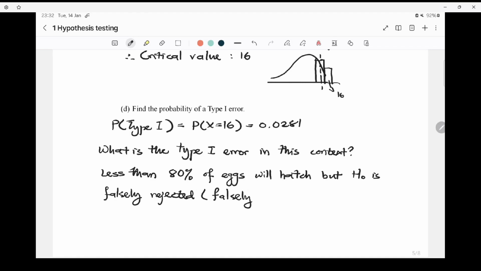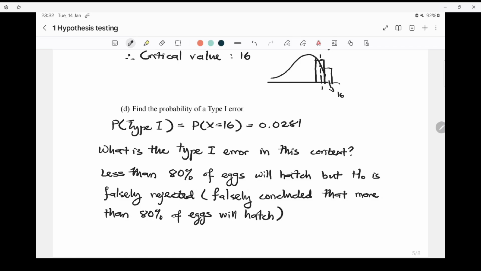How should I write it down? Falsely concluded that more than 80% of the eggs will hatch. So this is a type 1 error.